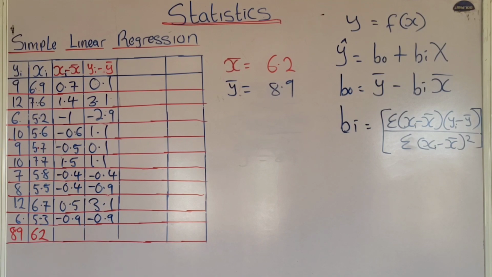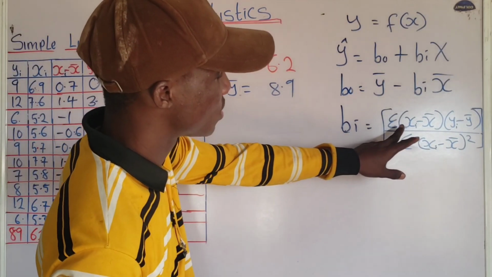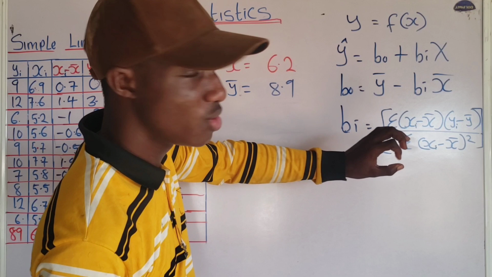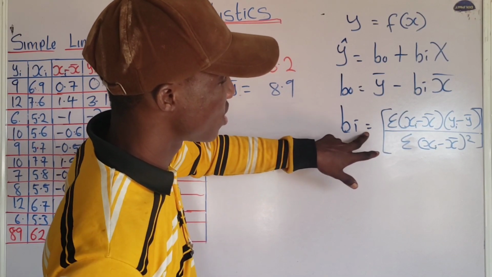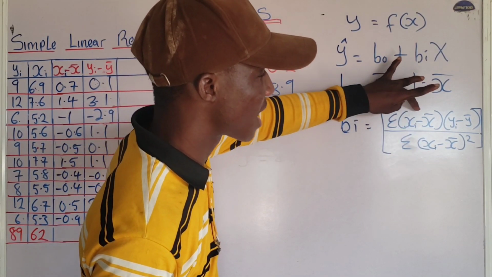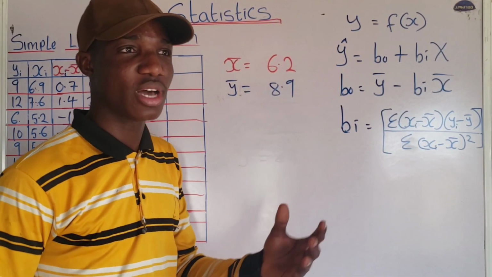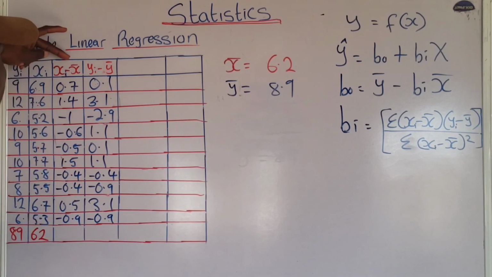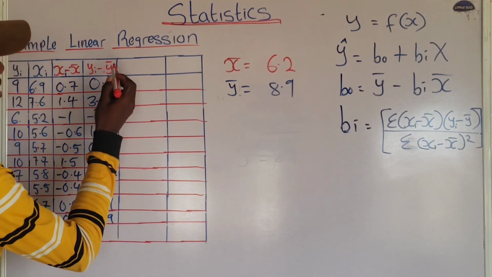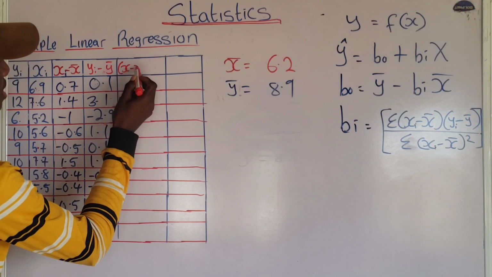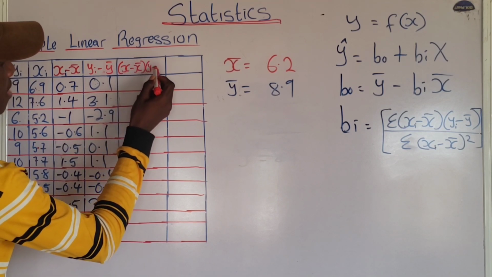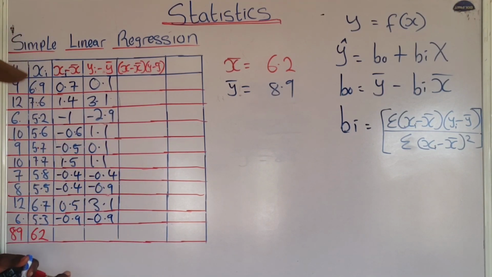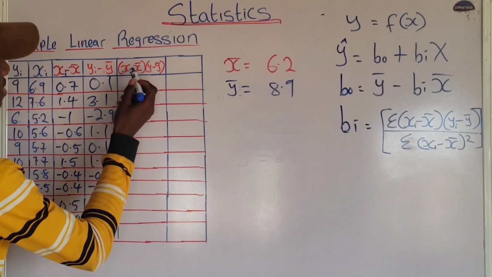Now, let's go back to the formula. From this formula as well, we need to take the product, you understand? Because look at the formula. The gradient is equal to the summation of the product of this bracket and this bracket. So we are still at the numerator, and we still need to take the product of this bracket and this bracket. So on this column of the table, I'm going to have x minus x bar multiplied by y minus y bar. Let us put i.